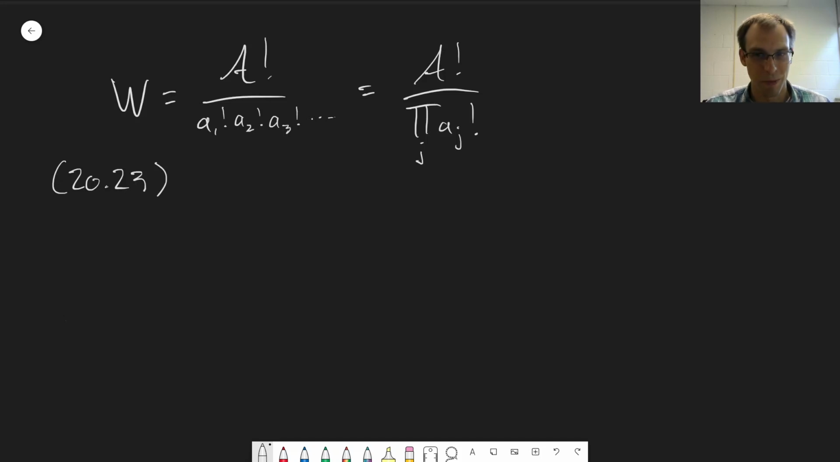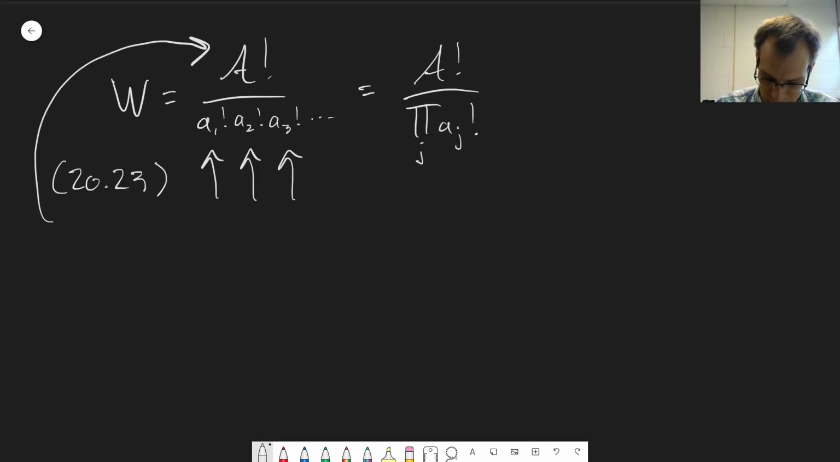So first we need to find what all the parts of this are. Each of these little a's on the bottom represents how many. In the example we were using, it would be how many molecules are in a particular energy level. So each of these represents an energy level: energy level 1, 2, 3. I'm missing 0. 0 should be on here too in the example we were looking at. And the number on top is just the sum of all those different a_j values.